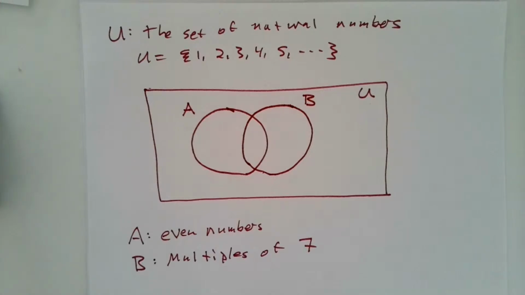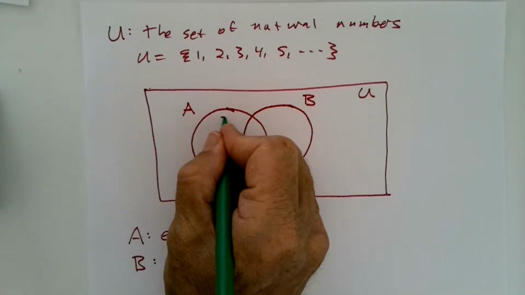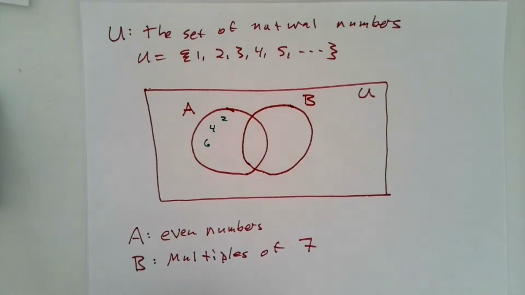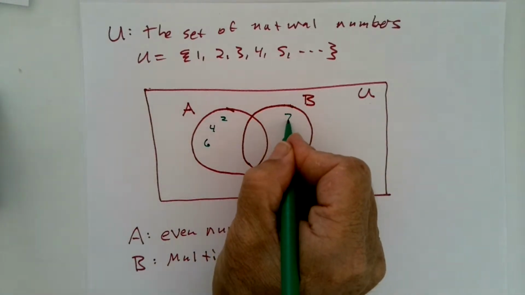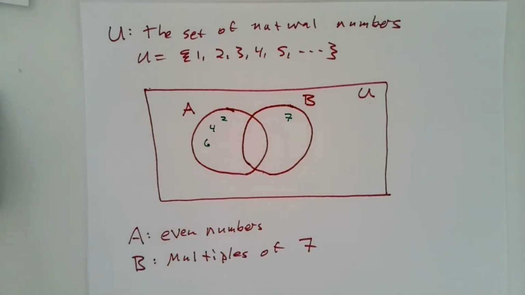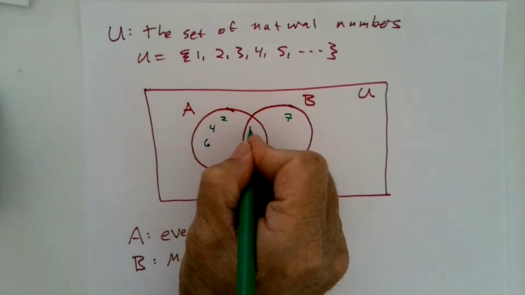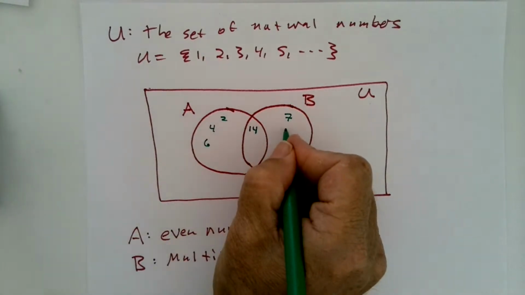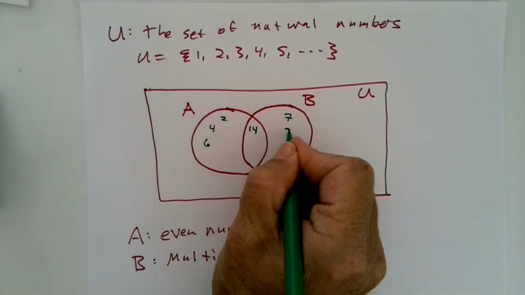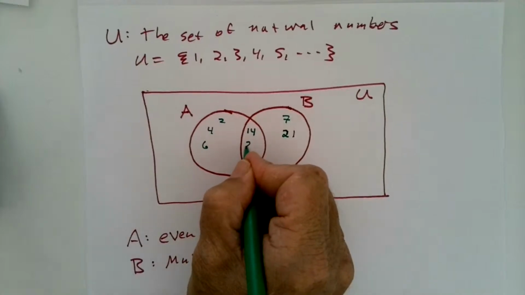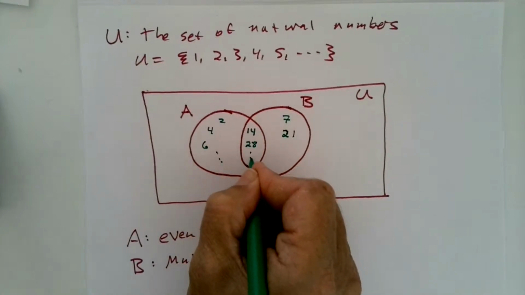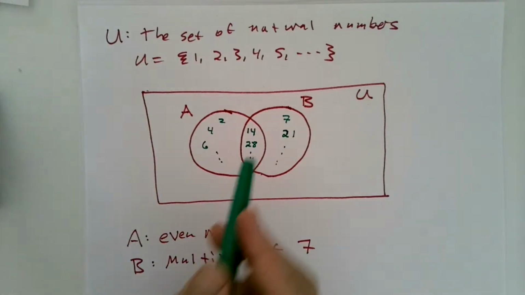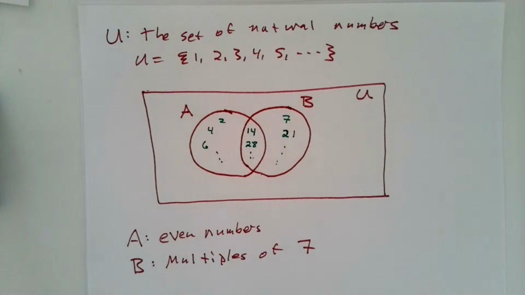So even numbers are in set A, so 2, 4, 6. Multiples of 7 are in set B, like 7, but where does 14 go, right? 14 is both an even number and a multiple of 7. 21 would be here. But 28 would be here, and there's many, many more, right? There's many, many more.